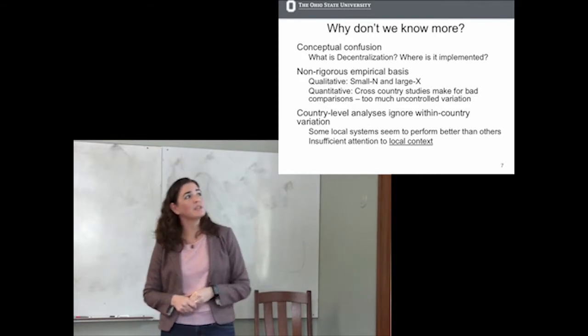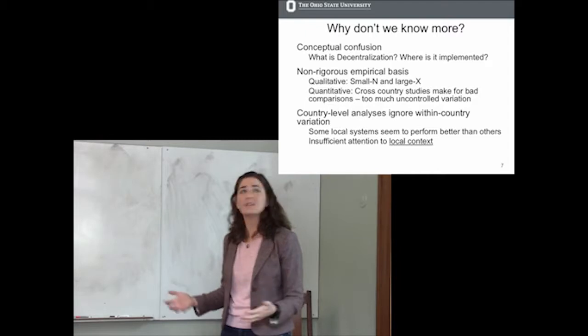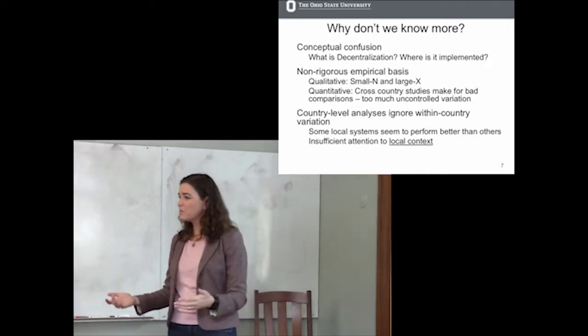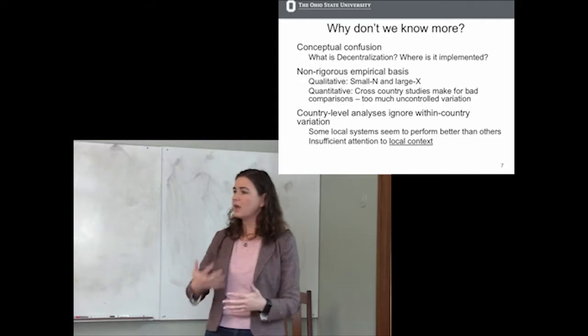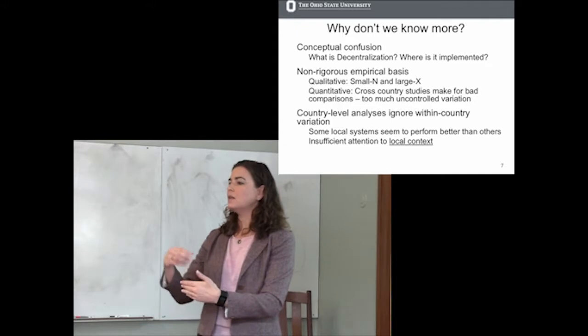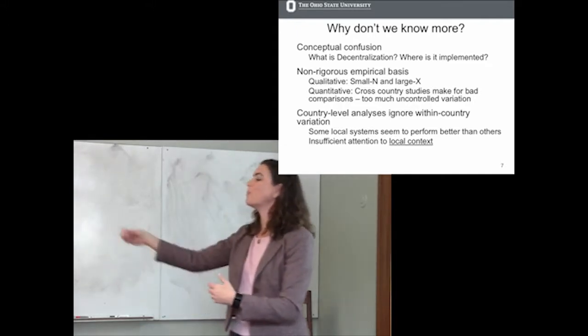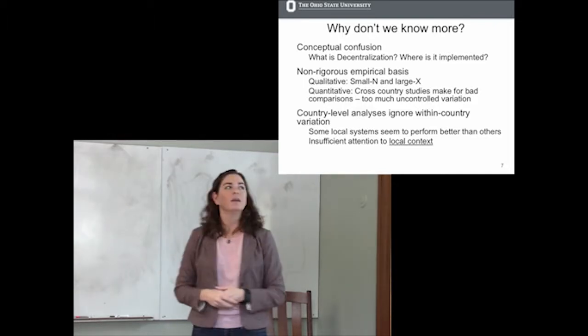There's conceptual confusion, which is kind of what I've been trying to get at: what is decentralization? Where has it been implemented, right? Like, what does this even mean? Do we not need to think of it as decentralization, but do we need to dig deeper into it and decide, this is one type of decentralization, this is one model of decentralization. Let's look at these different ways of doing it and compare.